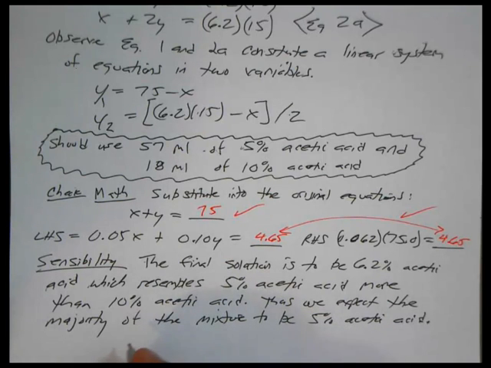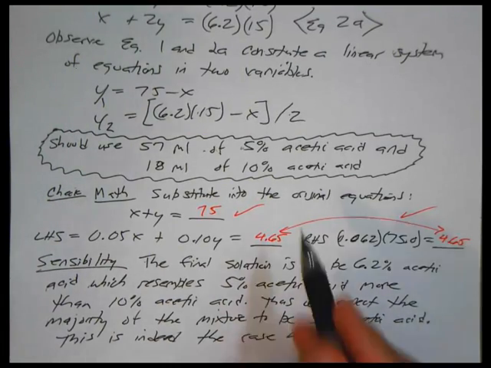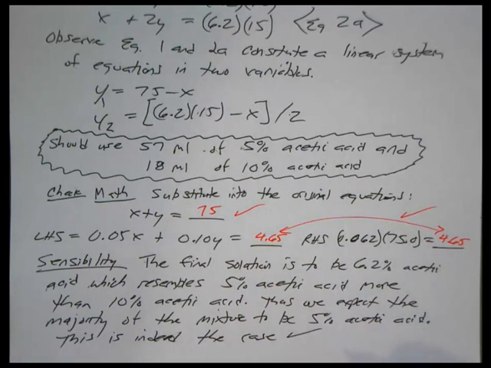And looking at our numbers there, 57 mLs is 5%, only 18 mLs is 10%. This is indeed the case. Okay, so now these numbers here start to feel even intuitively correct, as well as fitting the math model. Okay, looks good.